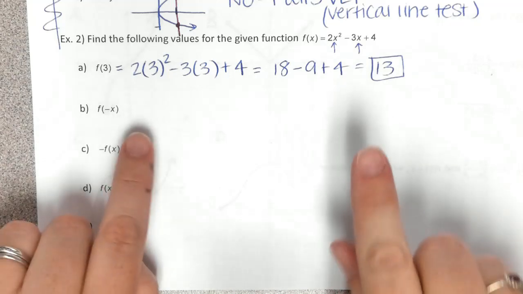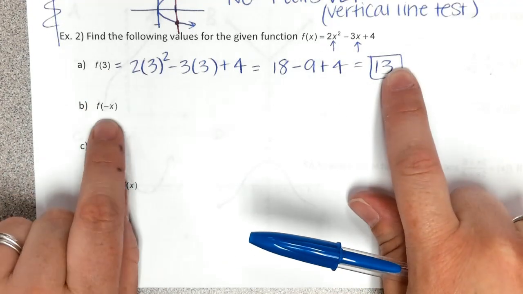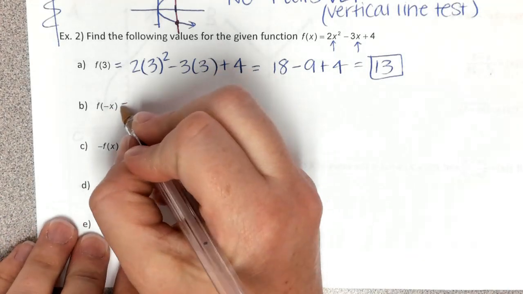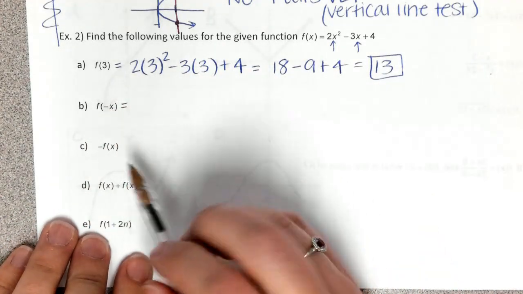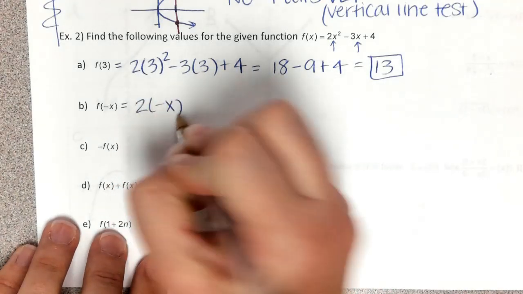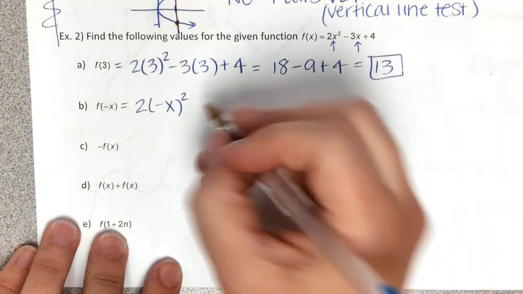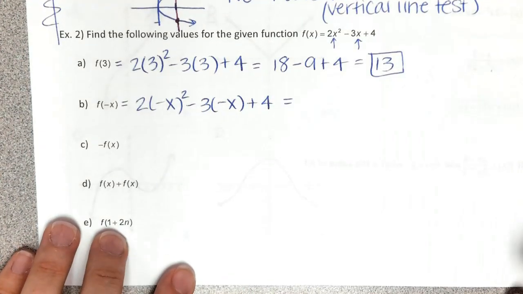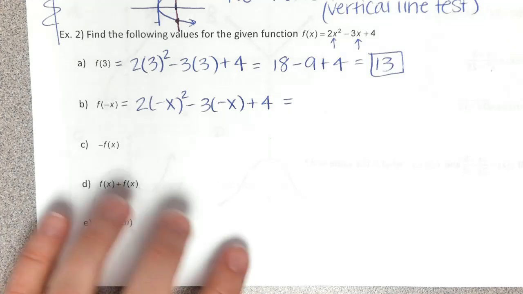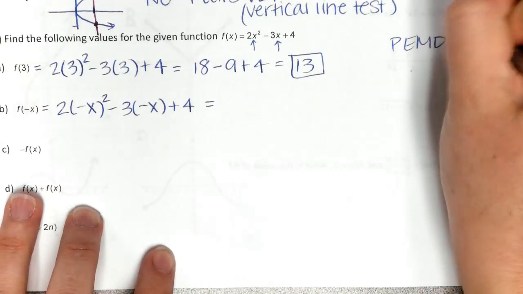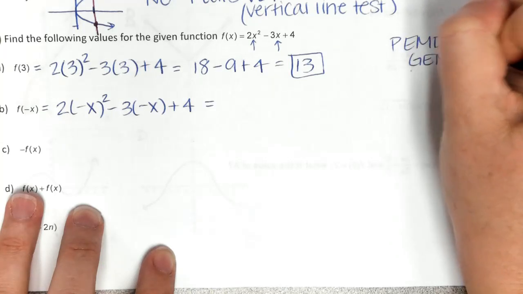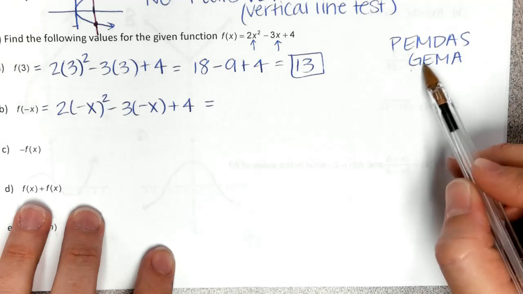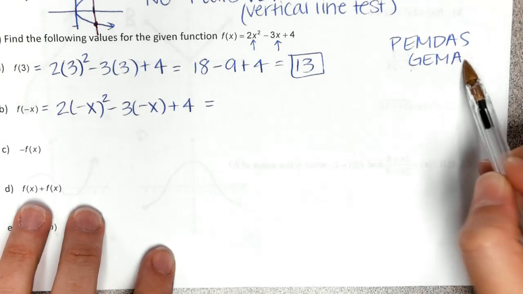So, whatever you put in, you get out. If your input is a number, your output is a number. If your input is a variable, your output will be an expression using that same variable. So let's try this. Everywhere you see an x, in parentheses, you're plugging in a negative x. 2 times negative x, quantity squared, minus 3 times negative x plus 4. Again, we're doing our order of operations, whether you learned PEMDAS or GEMMA. GEMMA is new to me, but parenthesis, exponent, multiply, divide, add, subtract. GEMMA stands for grouping, exponent, multiplicatives, and additives.